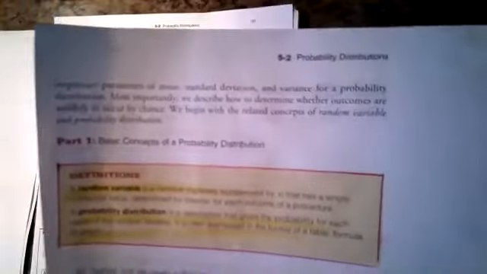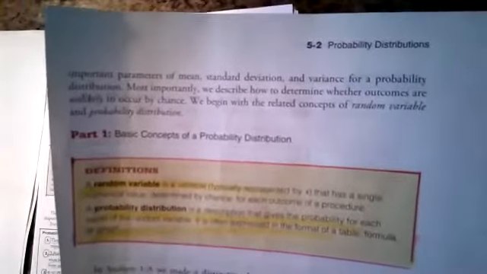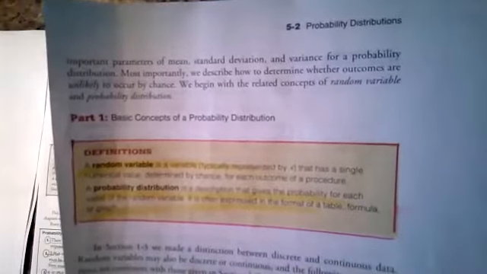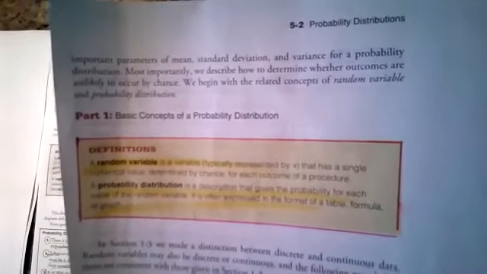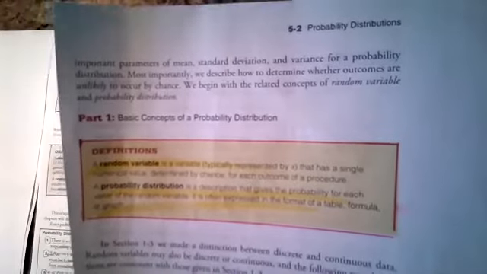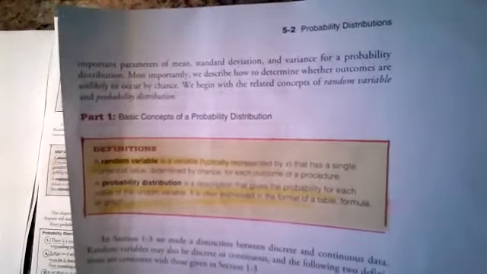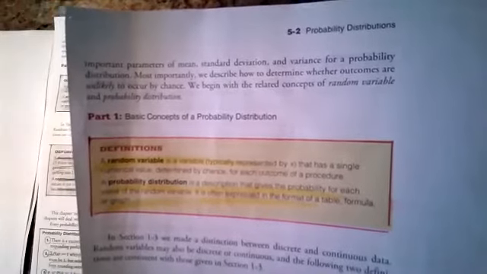One is a random variable. A random variable is a variable that has a single numerical value, and a probability distribution is a description that gives the probability for each value of the random variable. And then here is the difference between discrete random variable and continuous random variable.